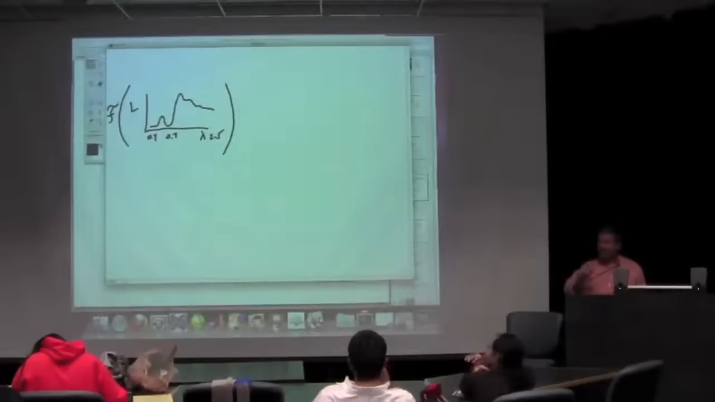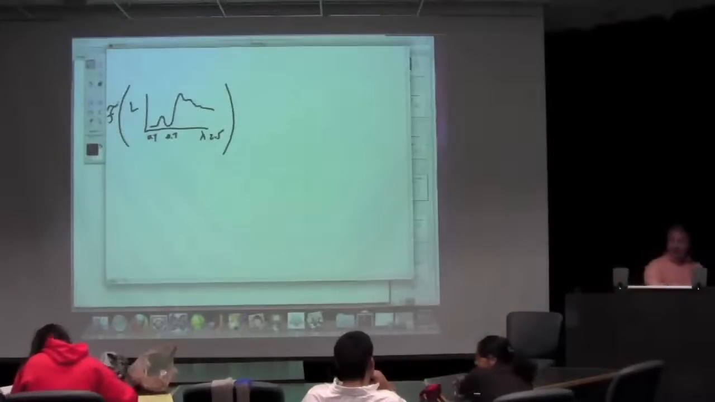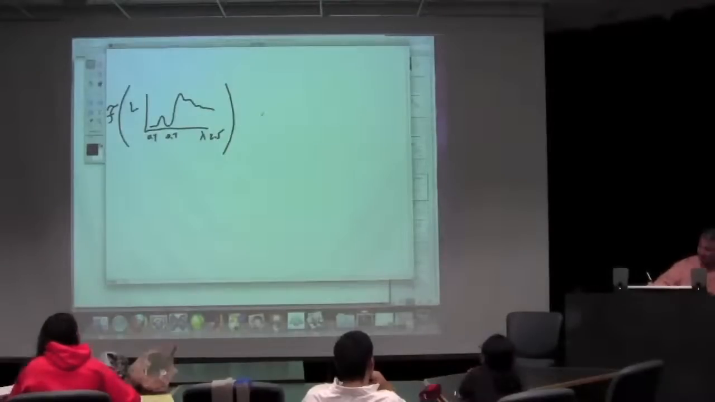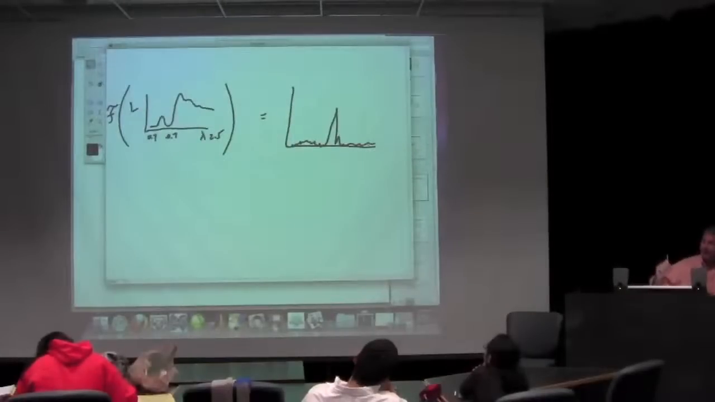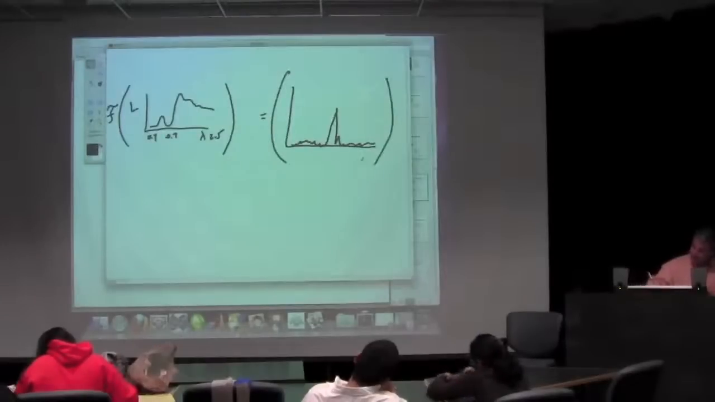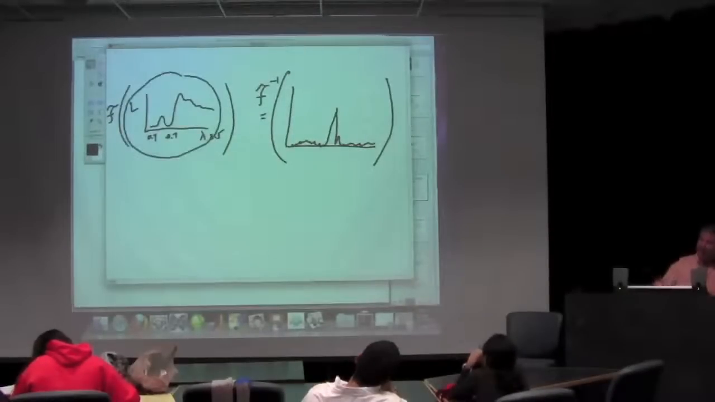The inverse Fourier transform? Yes, because my signal is going to be the Fourier transform of this. So what I measure is the interferogram. This is what I measure with my detector. So to get back to my spectral signature, I take the inverse Fourier transform of that. And that will give me the signal back.